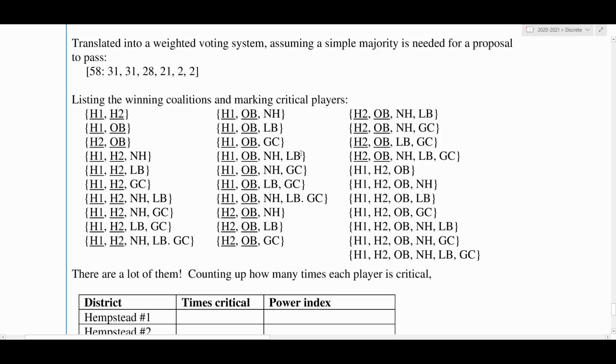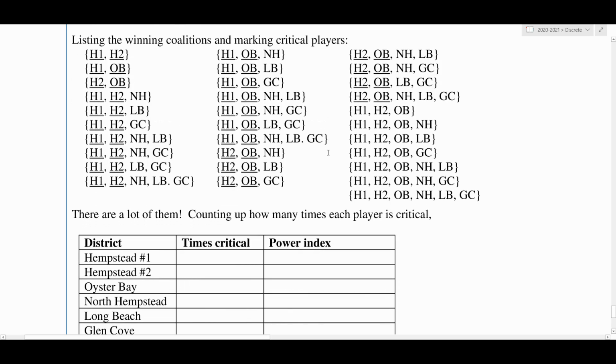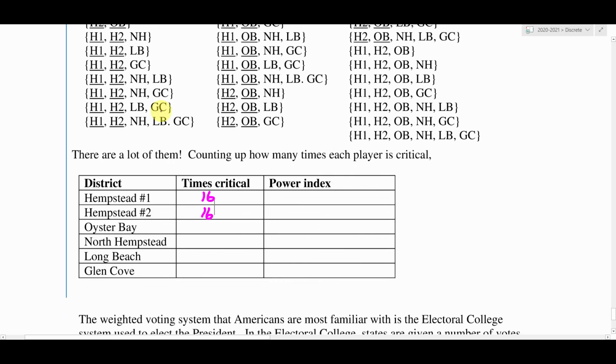So slightly different, but just a different symbol to mark who's critical and who's not. Right? So then all we have to do to figure this out is go through and count up the number of times that each district is critical, and then do the division and get the power index. All right, so let's see here. If we count up Hempstead District 1, you will find that they were critical 16 times. Okay? And then Hempstead 2 was also critical 16 times. And feel free to go through and count and see if you got the same numbers that I did here. Oyster Bay was also critical 16 times. And then North Hempstead, Long Beach, and Glen Cove were never critical. Right, so they were critical 0 times.